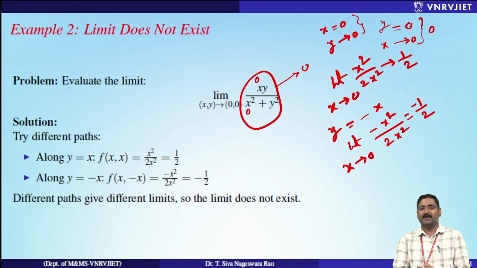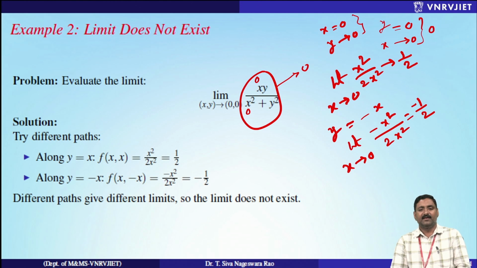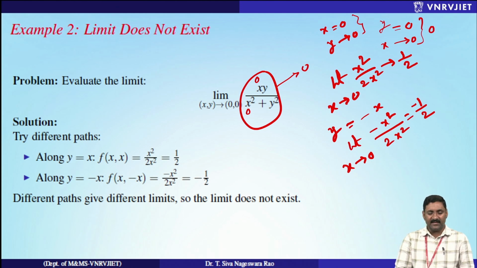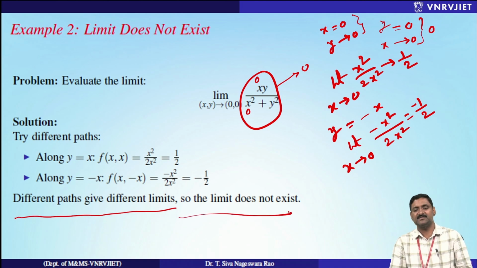Third path is along the straight line y is equal to x. Fourth path is along the line y is equal to minus x. If you observe the limits along all these 4 different paths, the values are 0, 0, 1 by 2, minus 1 by 2. Here the observation is that along the paths the limit varies. Hence we can say the limit does not exist. Therefore different paths give different limits. So the limit does not exist for the given function.